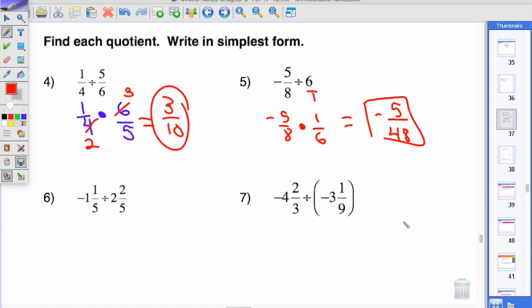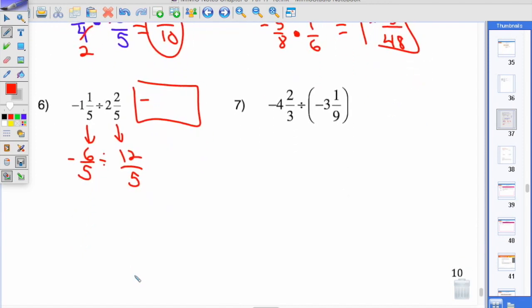Number 6 is negative 1 1/5 divided by 2 2/5. Our answer is going to be negative because we have one negative. But since we have mixed numbers, we're going to make those improper fractions. So 5 times 1 plus 1 is 6/5, or negative 6/5, divided by, I'm going to keep it the same. We're going to divide this by 2 times 5 is 10 plus 2 is 12/5.